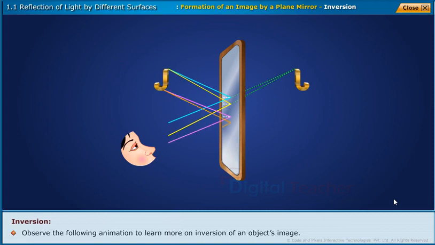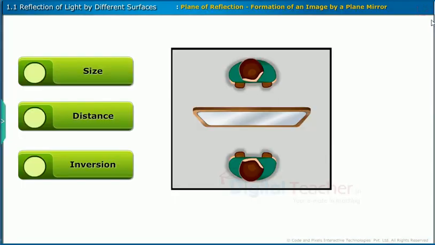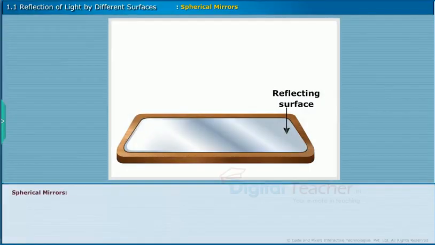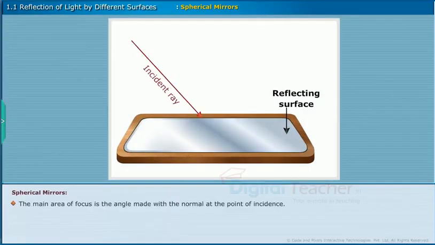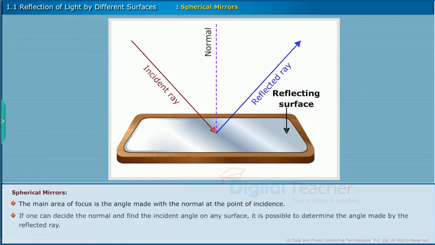After learning about reflection of an object from a plane mirror, let us now learn about reflection of objects from curved surfaces. Spherical mirrors. The main point of focus is the angle made with the normal at the point of incidence. If one can decide the normal and find the incident angle of any surface, it is possible to determine the angle made by the reflected ray.